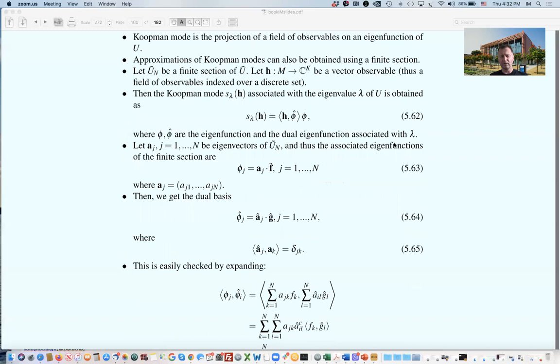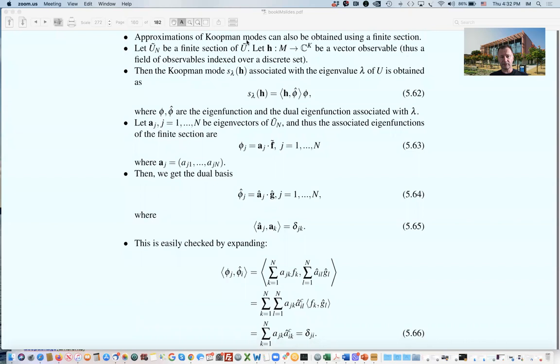And so as before, we denote by u n tilde a finite section of u tilde, which is the Koopman matrix. This is infinite, this is finite n by n. And then h is going to be a vector observable, so a field of observables indexed over discrete sets. So for example, if you had a fluid flow, and if you were measuring velocities at a number of discrete spatial points, those measurements could be elements of this vector H. In this case, we would be mapping to a real subspace of this C^K, where K is the dimension of H. But in general, we are allowing complex observables as before.